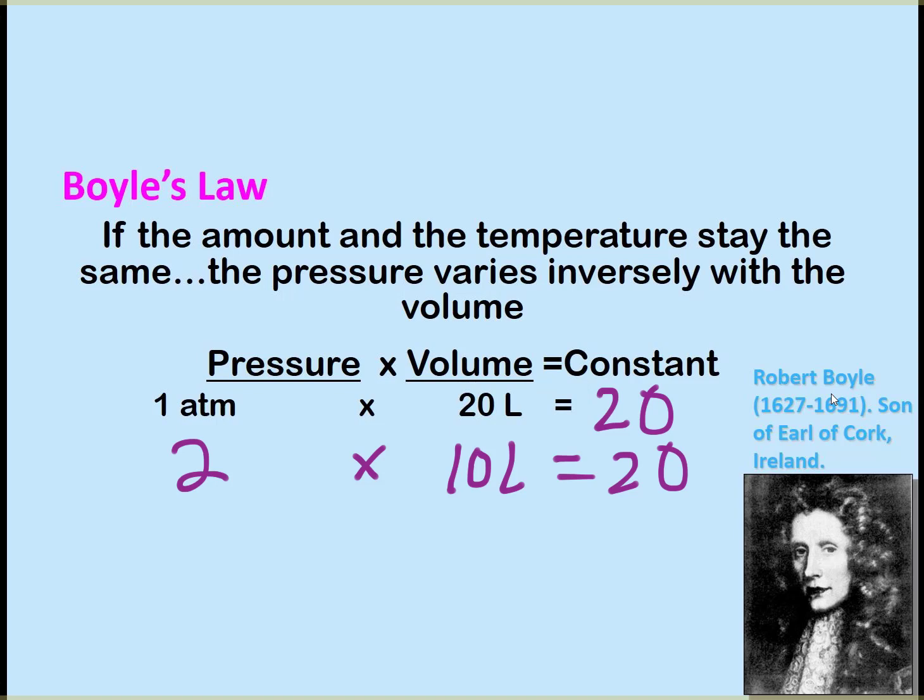Let's do this one more time. So let's halve the volume. And again, Boyle said it should equal 20. So what does the pressure have to be? And the answer is 4 atmospheres. So this is Boyle's law.